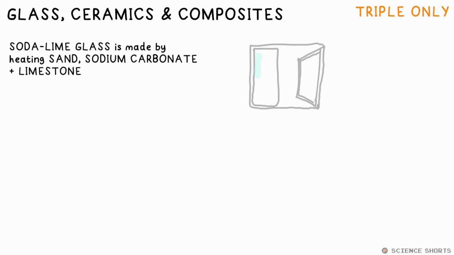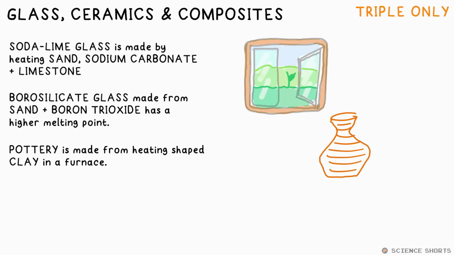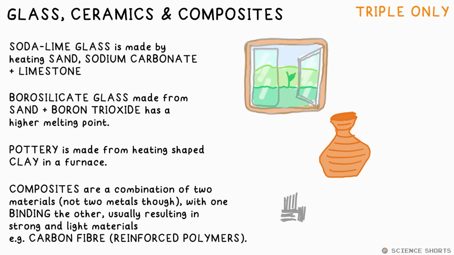Most glass we use is soda-lime glass, made from heating sand, sodium carbonate and limestone. Borosilicate glass, on the other hand, has a higher melting point. Ceramics, like pottery and bricks, are made from clay, then they're heated in a furnace. Composites are made from two materials, usually involving fibres of one material being bound around another. An example of this is carbon fibre, very strong yet light.